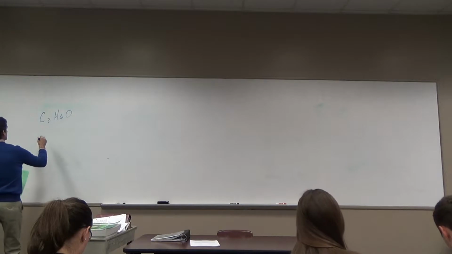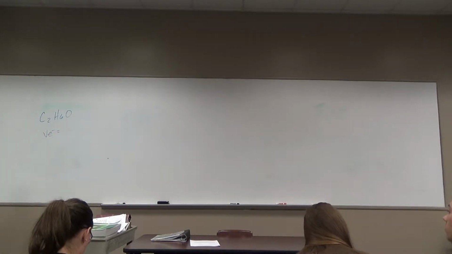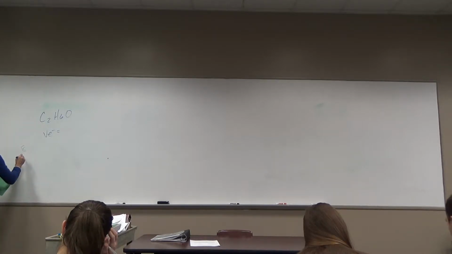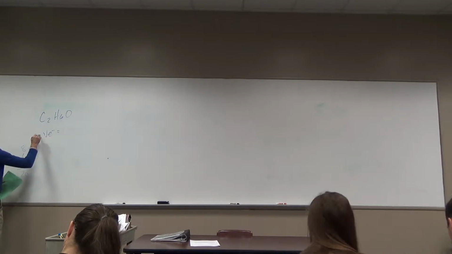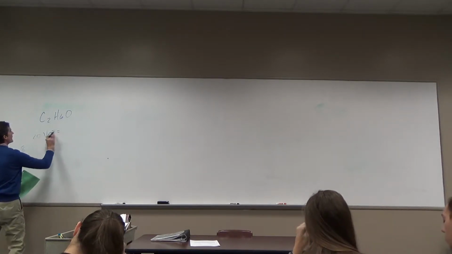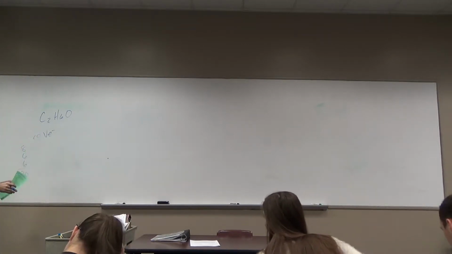How many valence electrons are we dealing with? Each carbon is 4, that's 8. Each H is 1, that's 6. Oxygen is 6. What's that, 20? 20 valence electrons. We have to make sure we have that many in our structure when we're done, right?